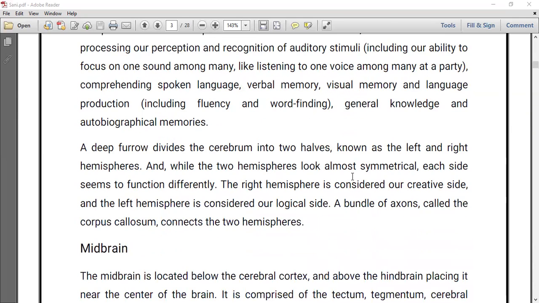A deep furrow divides the cerebrum into two halves, known as the left and right hemispheres. And while the two hemispheres look almost symmetrical, each side seems to function differently. The right hemisphere is considered our creative side, and the left hemisphere is considered our logical side. A bundle of axons called the corpus callosum connects the two hemispheres.